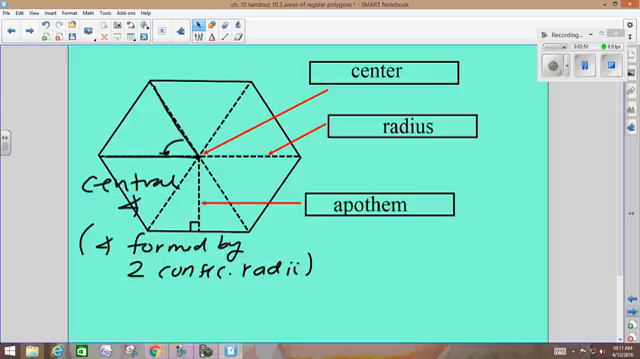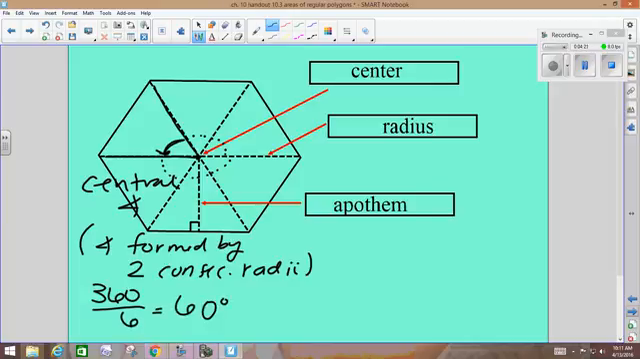Since I have 6 radii in a hexagon, I would have 1, 2, 3, 4, 5, 6 central angles. 6 radii, 6 central angles. All the angles end up forming a what? It's a circle. How many degrees are in a circle? 360. So if I wanted the measure of just this one angle, I would take 360 and divide it by what? 6, and that would give me 60 degrees. So in a regular hexagon, your central angle will always be 60 degrees.